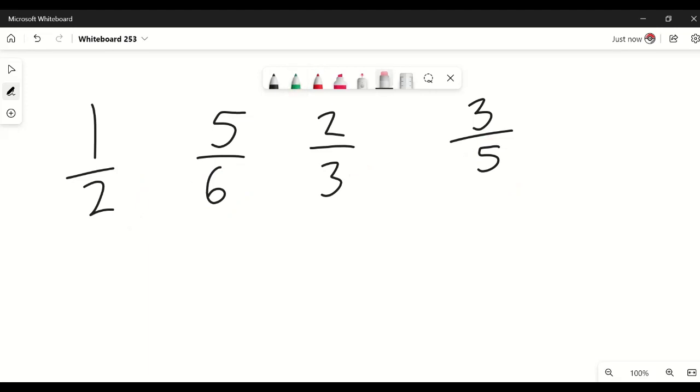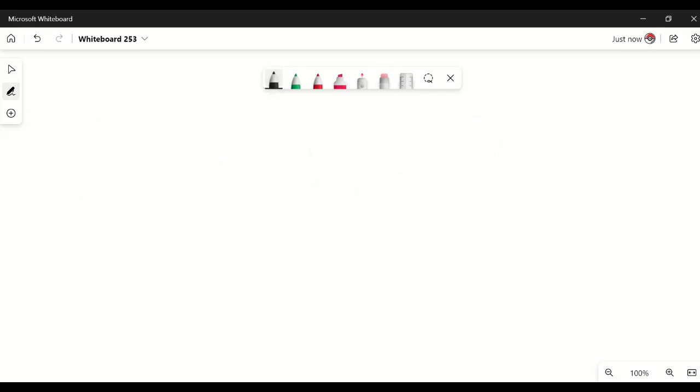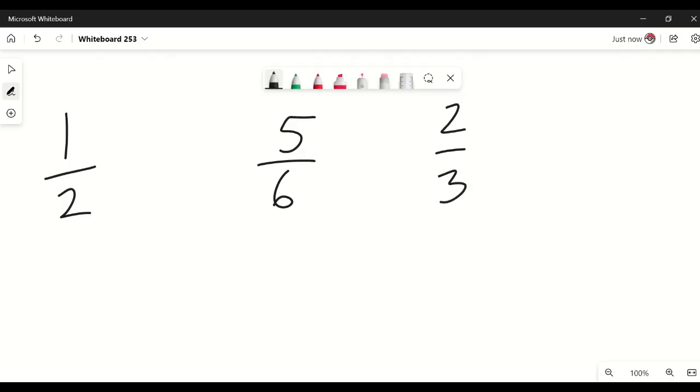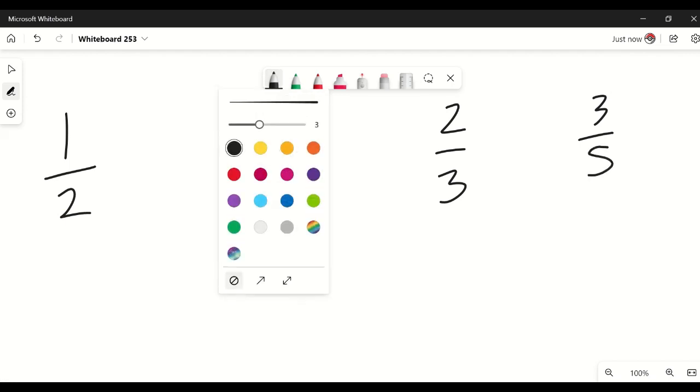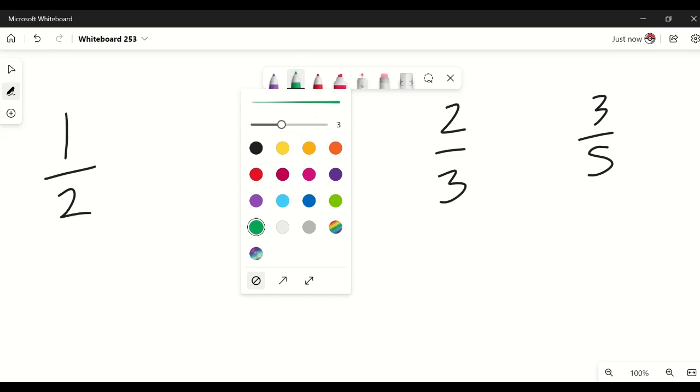I'm going to space these out a little bit more so I can show you the work that I did. 1/2, 5/6, 2/3, and 3/5. Now, I want them all to be out of 30. I'm going to use different colors for each fraction.